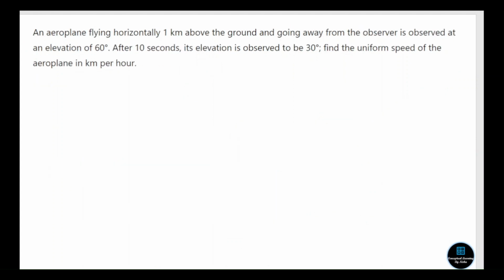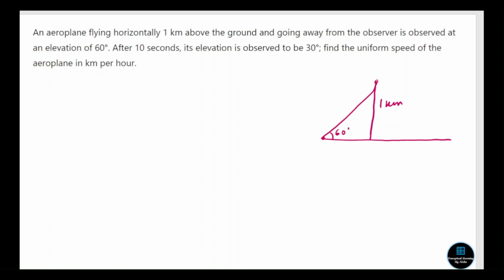Now very interesting question. Okay, so an airplane is flying horizontally 1 kilometer above the ground and going away from the observer. So we'll make the ground first and the observer, let's say here. Now initially the elevation was 60 degree. So I'll make the elevation of 60 degree. Let's say this is the height 1 kilometer, right? And this is 60 degree.